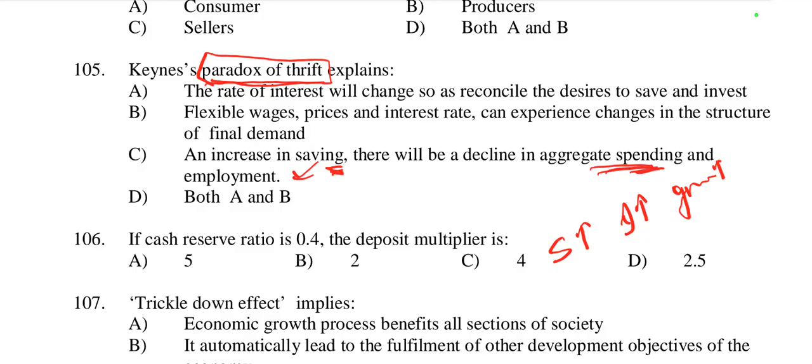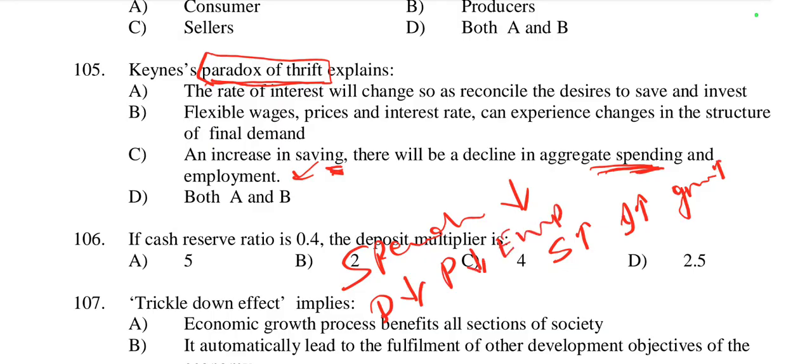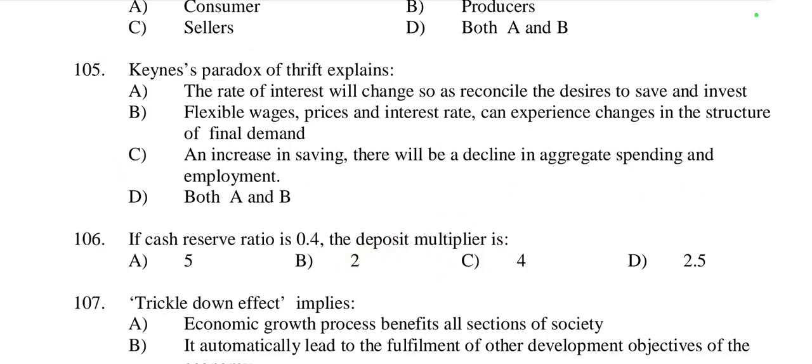When spending activity declines, then what happens? Our demand decreases, then production decreases. When production decreases, employment also decreases. So here employment and aggregate spending decrease when we increase our saving. This is the paradox of thrift according to Keynes. So option number C is the right option.